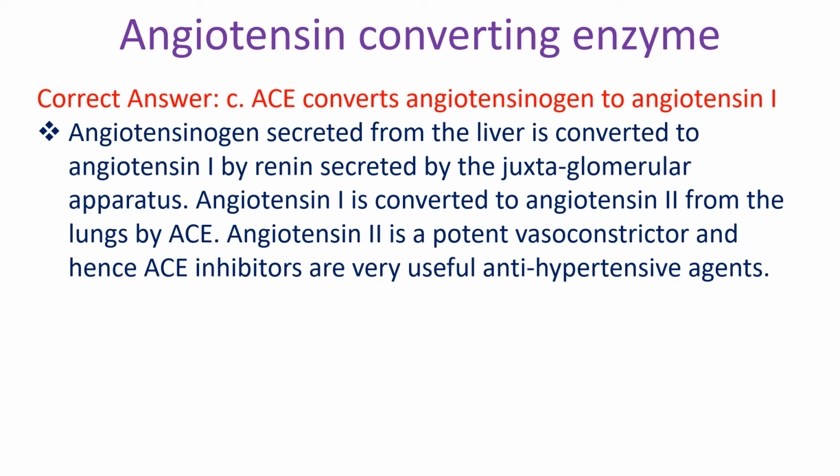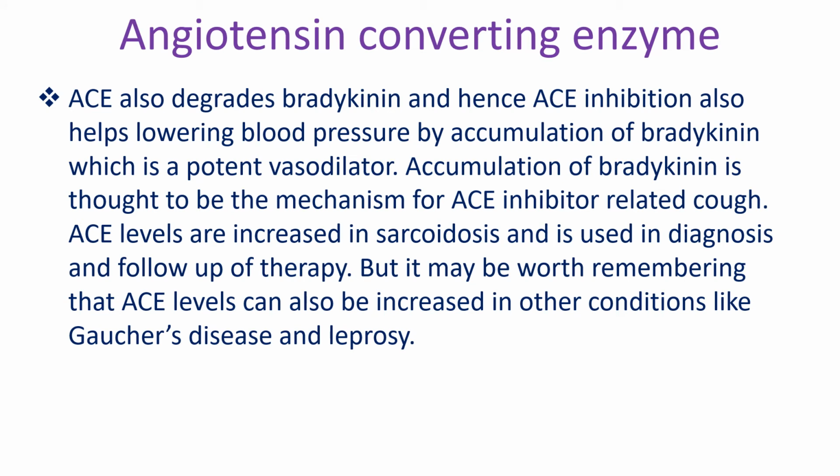Angiotensinogen secreted from the liver is converted to angiotensin 1 by renin secreted by the juxtaglomerular apparatus. Angiotensin 1 is converted to angiotensin 2 in the lungs by ACE. Angiotensin 2 is a potent vasoconstrictor, and hence ACE inhibitors are very useful antihypertensive agents. ACE also degrades bradykinin, and hence ACE inhibition also helps lower blood pressure by accumulation of bradykinin, which is a potent vasodilator. Accumulation of bradykinin is thought to be the mechanism for ACE inhibitor related cough.